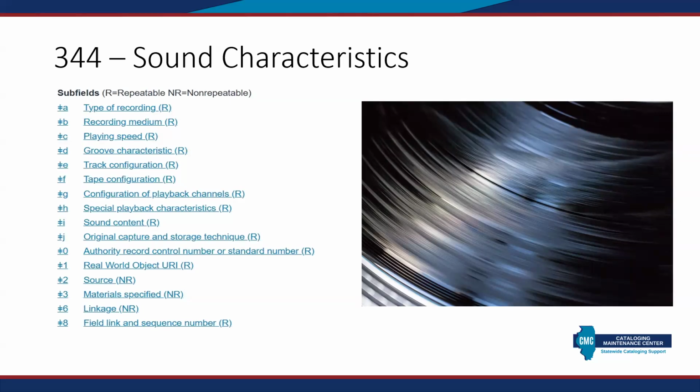Subfield H is where the special playback characteristics are recorded. Here's where you note the seemingly thousands of varieties of Dolby. Dolby B encoded, Dolby Digital, Atmos Dolby, Dolby Digital 5.1, Thomas Dolby.